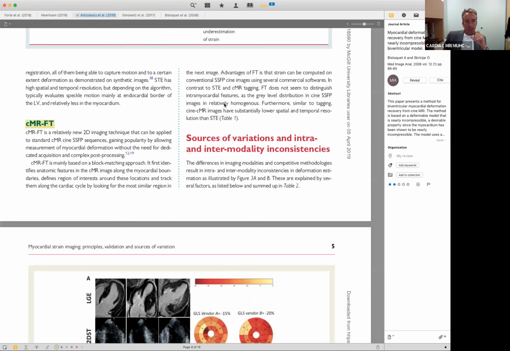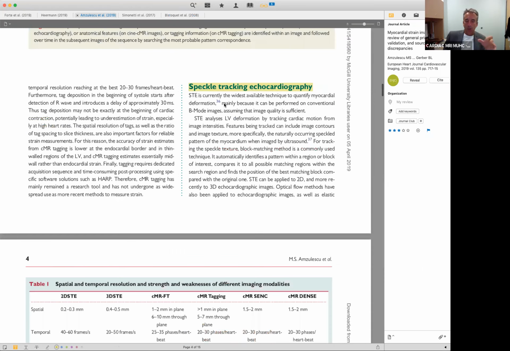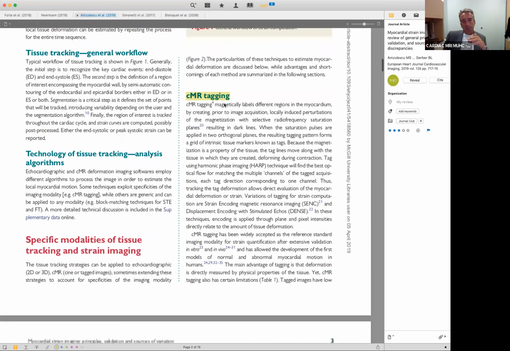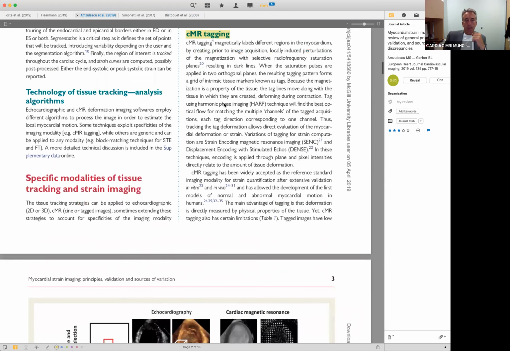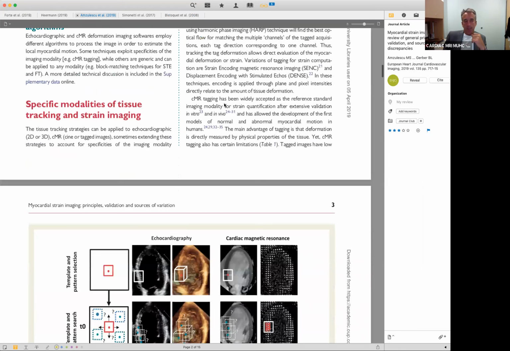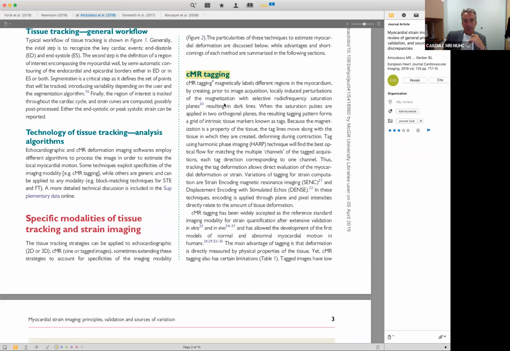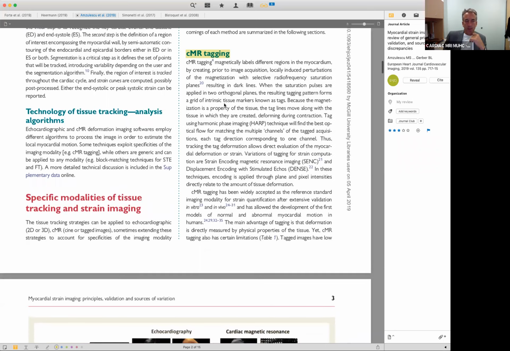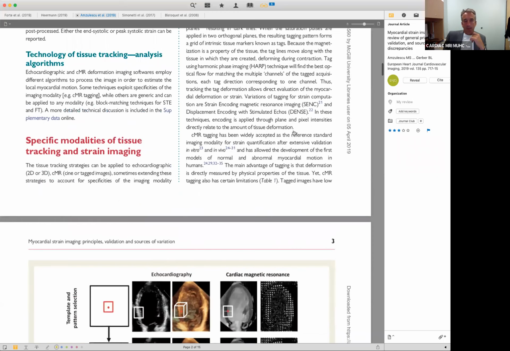So each of these techniques, so tagging, speckle tracking, and feature tracking, or let's call it tissue tracking because it's not really feature tracking, they have their advantages and disadvantages. And unfortunately, because of various limitations of these techniques, the comparison between them has been quite difficult at times. So in a nutshell, this is grid imaging.